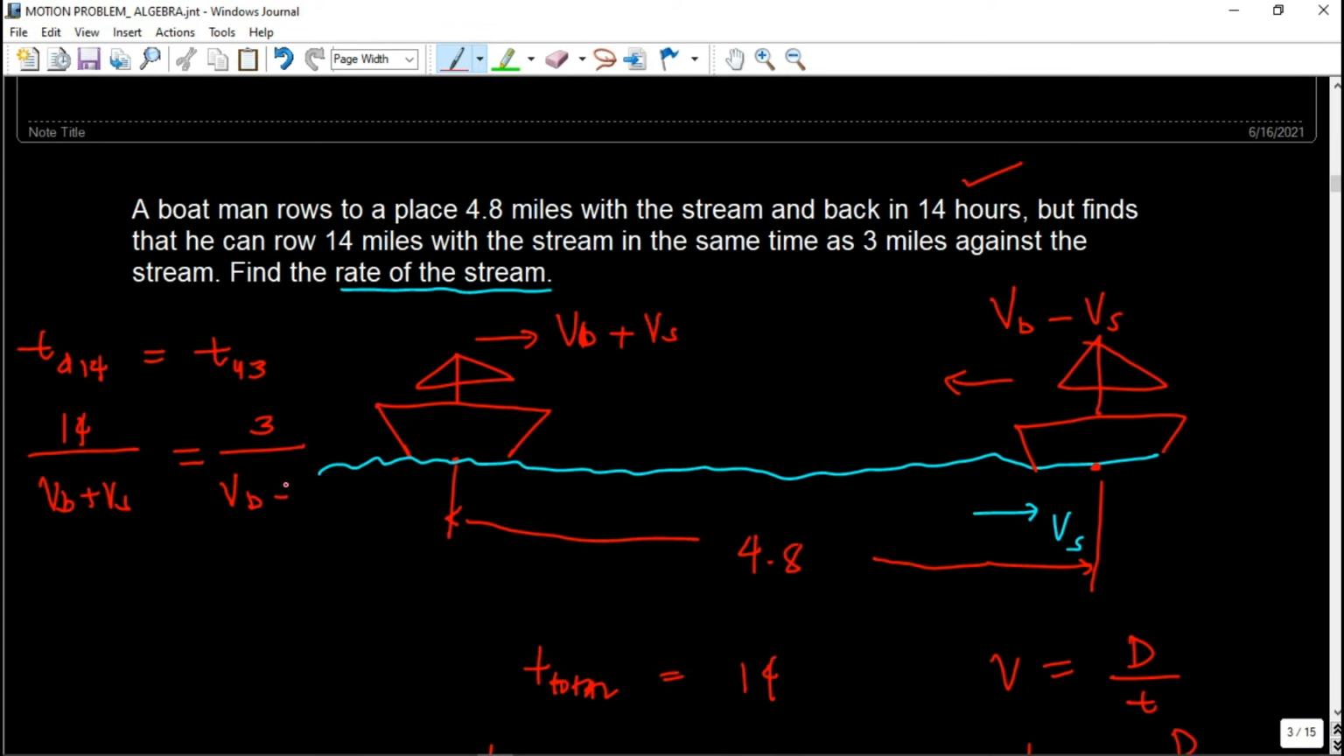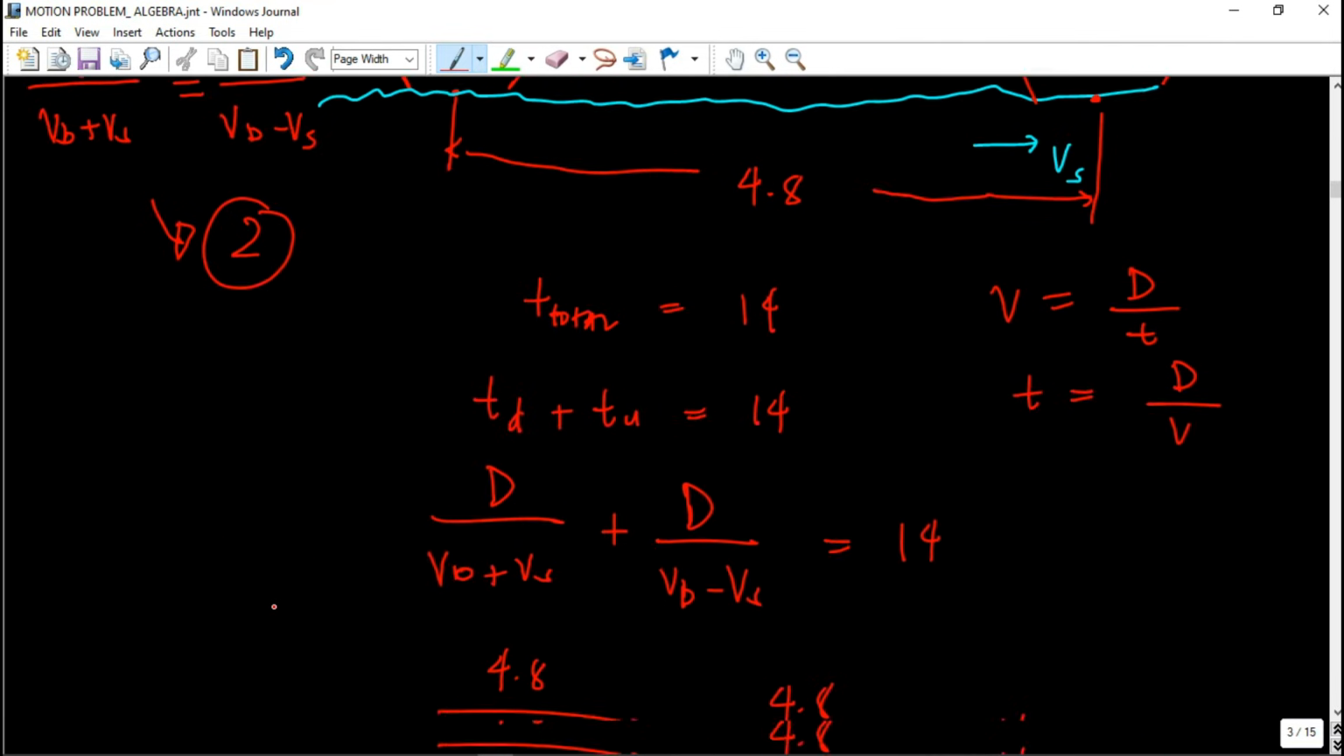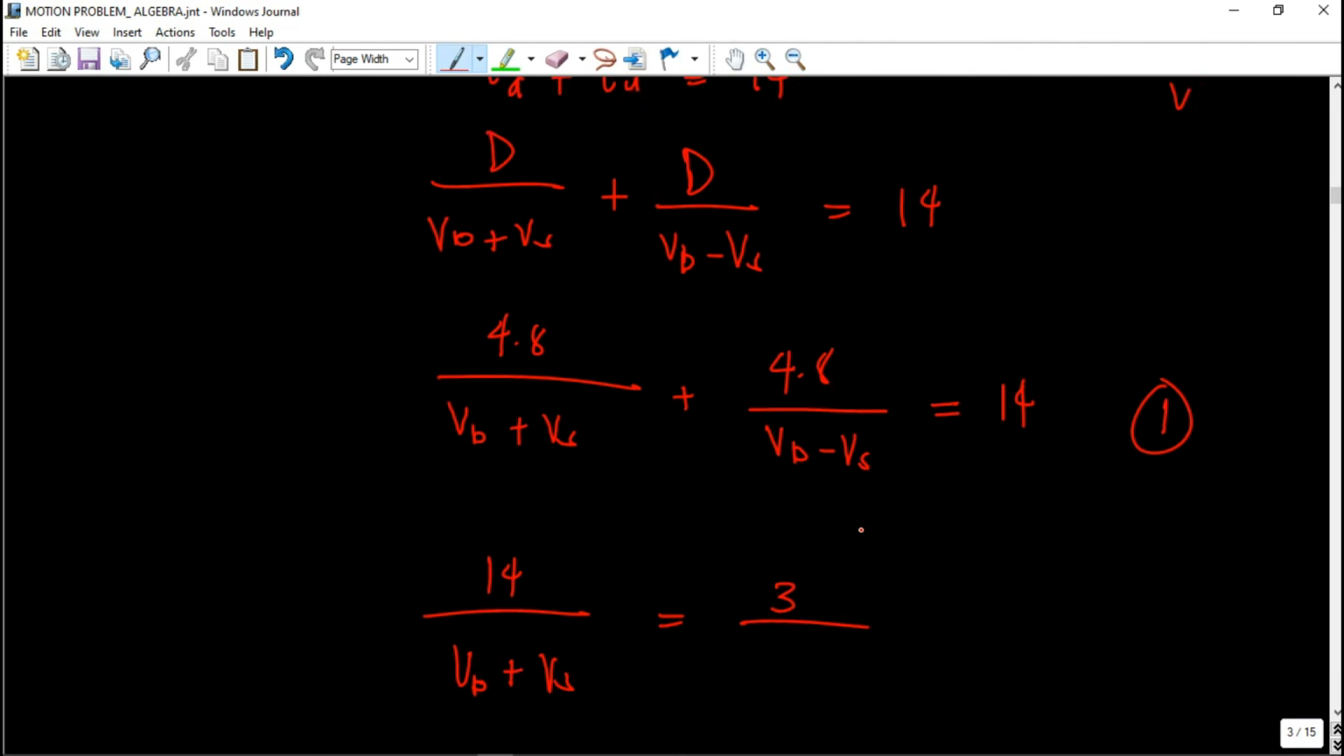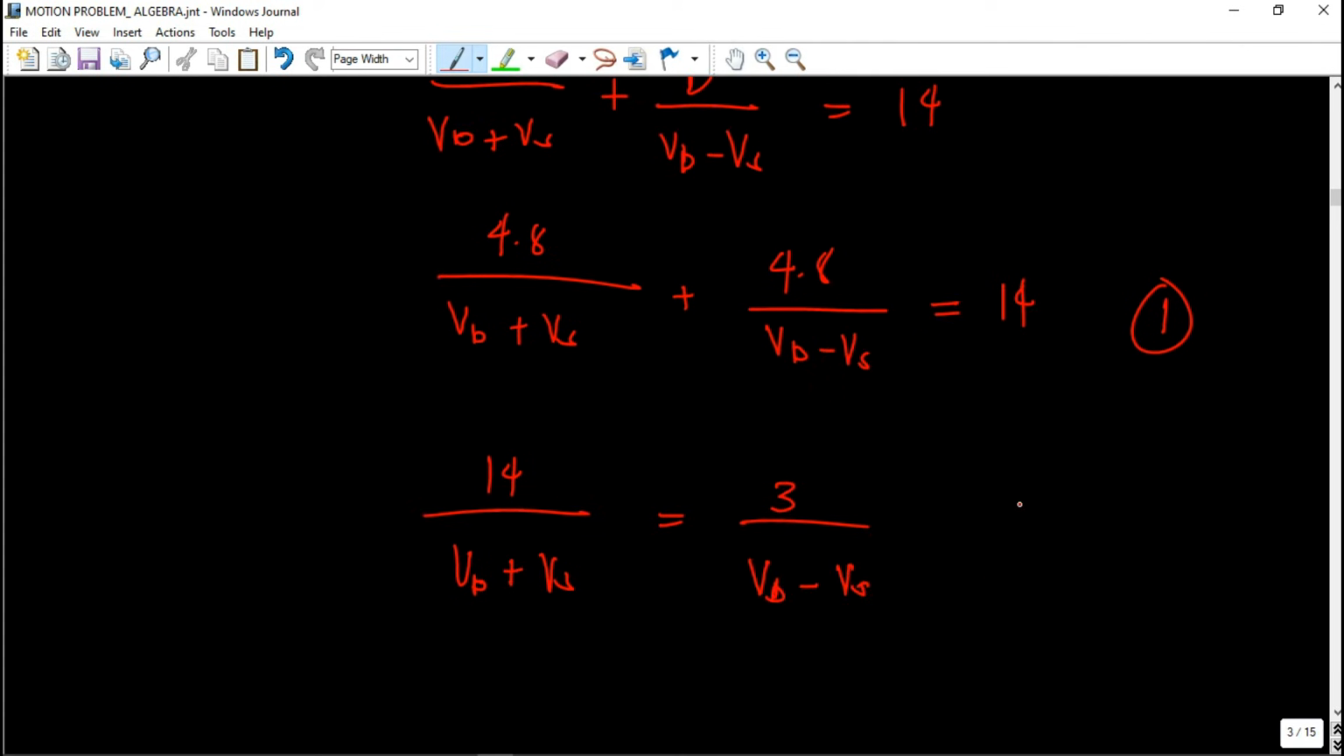So, VB minus VS. Okay, so this will be our second equation. So, 14 over, that is 14, first equation, 14 over V sub B plus V sub S is just equal to 3 all over VB minus VS. So, this is the second equation. Okay, let's solve simultaneously equation 1 and equation 2.